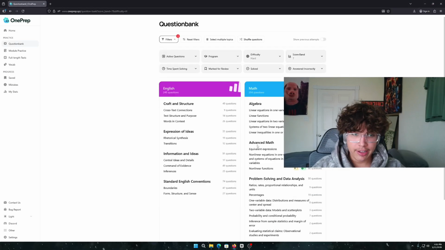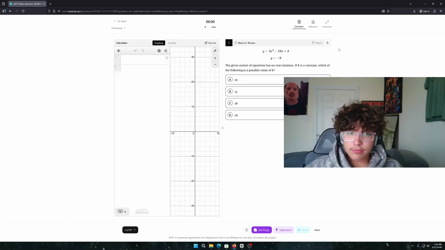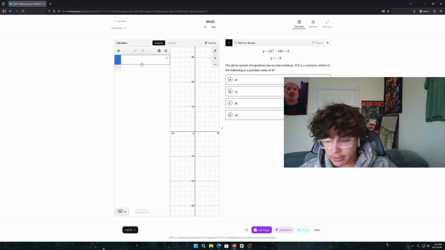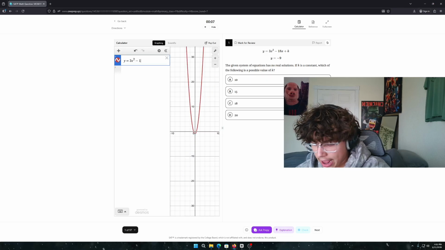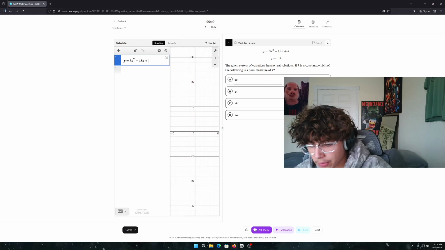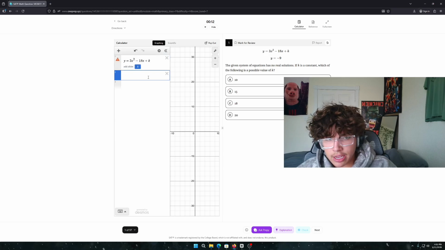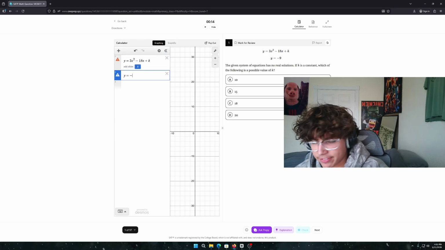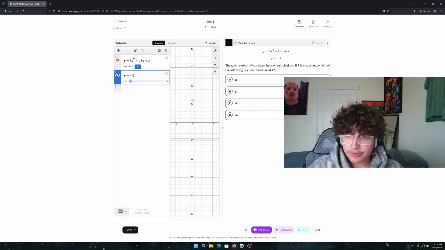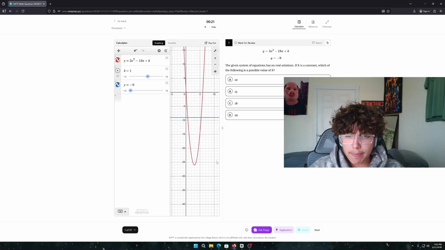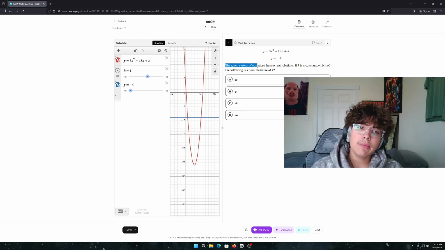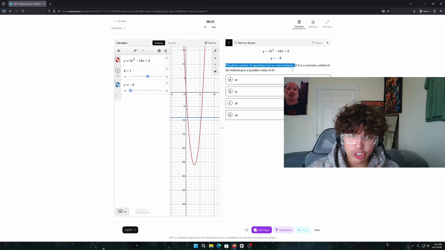Now on to the next question, advanced math. I see two equations, a system of equations. You instantly want to go type into the calculator. If I would want to practice something, I would want to practice typing fast, because if you could type this in like half a second, holy cow, you'd be going fast. So let me add a slider for k. It basically wants me, oh, I didn't read the question, I just typed it in. It said the given system of equations has no real solution, so it should not touch.